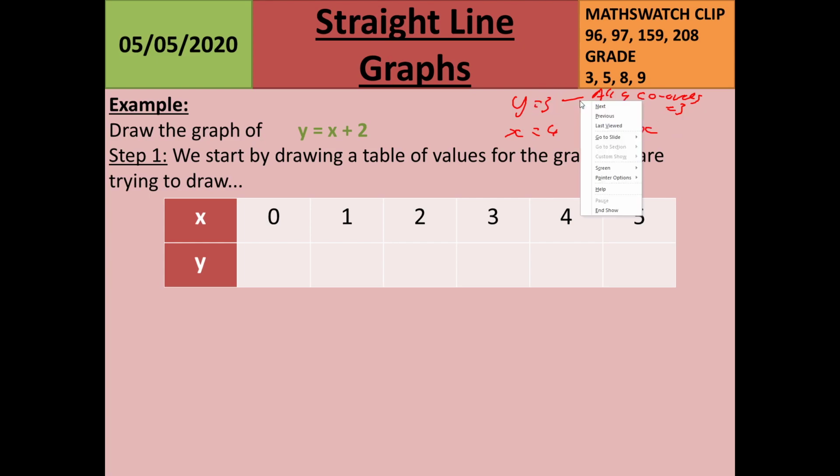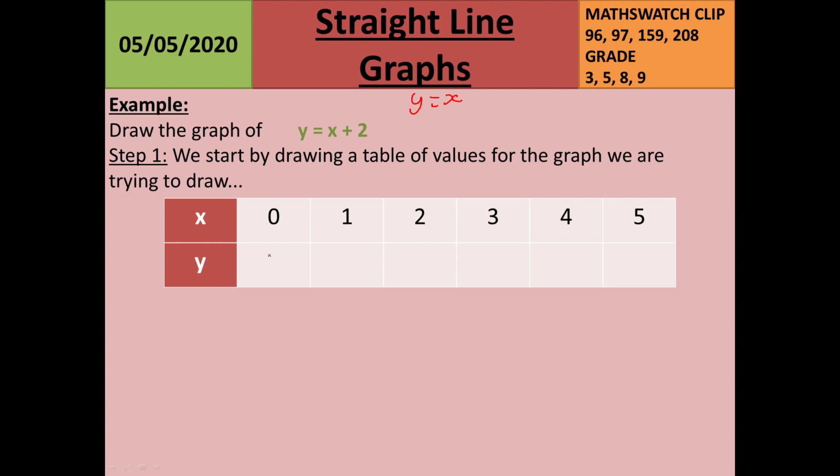Okay. Now that was the basics. That leads on to this. If y equals x meant that the y coordinate was the same as the x coordinate, what this equation means is that the y coordinate is the same as the x coordinate, but with 2 added on. So we've got a table of values drawn out here with several different numbers for x. So the x coordinate here is 0. So the y coordinate is the x coordinate plus 2.